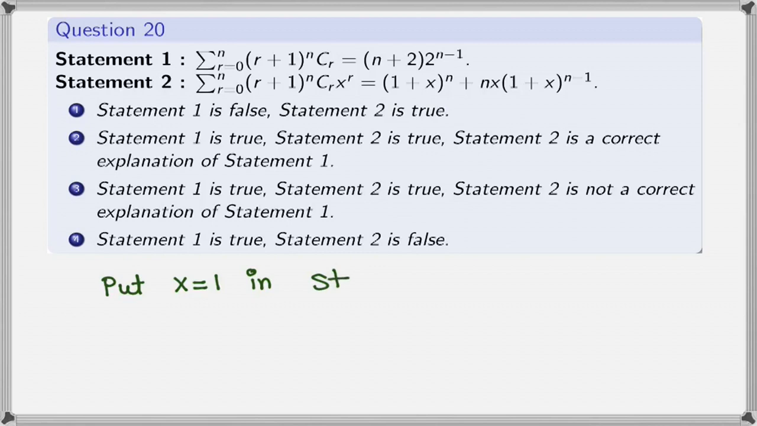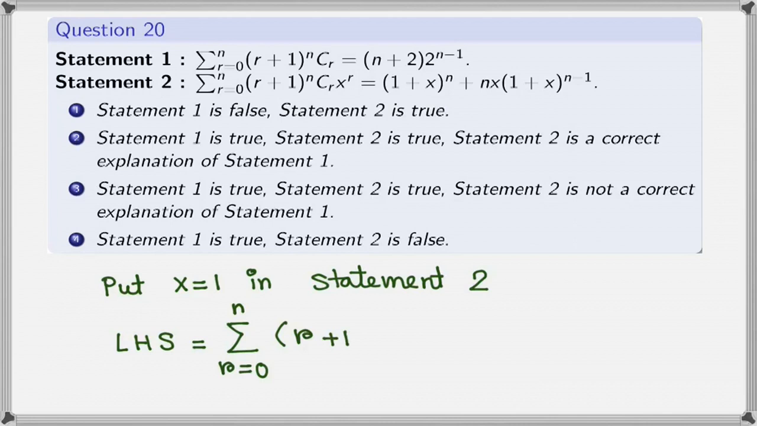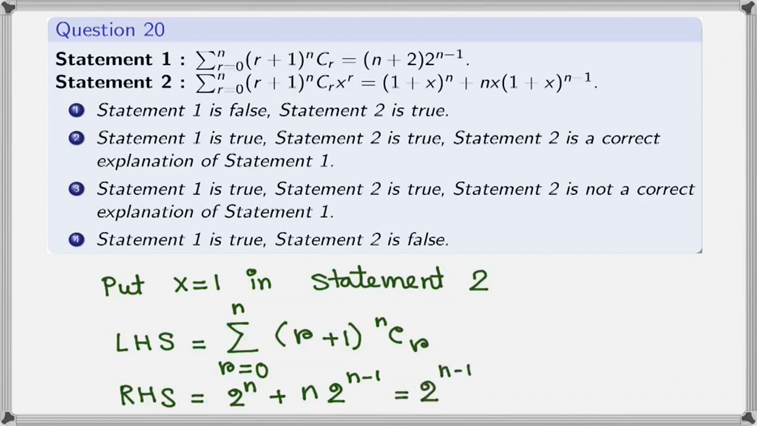Note that if we put x is equal to 1 in statement 2, LHS is equal to sum from r equal to 0 up to n, (r plus 1) into nCr, and RHS is equal to 2 to the power n plus n into 2 to the power n minus 1, which is equal to 2 to the power n minus 1 into (2 plus n). Therefore, statement 2 implies statement 1.